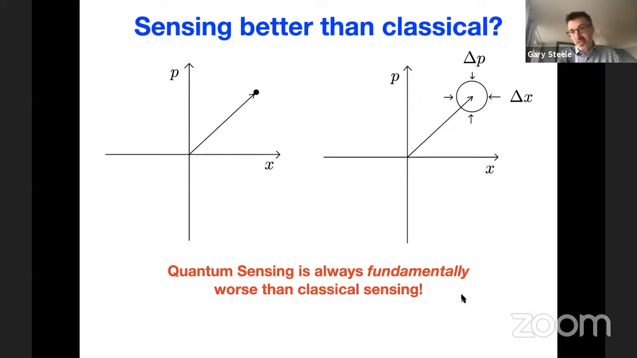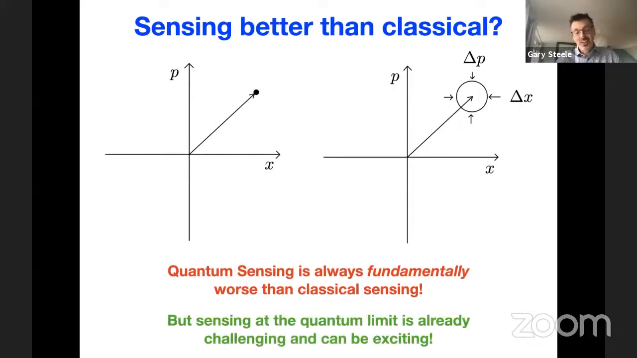And that's different in quantum mechanics. So, you would say that actually quantum sensing only just makes things worse. And that's, as far as I believe, actually completely true. But actually, there is some very interesting stuff that happens when you try to sense down at this quantum limit.